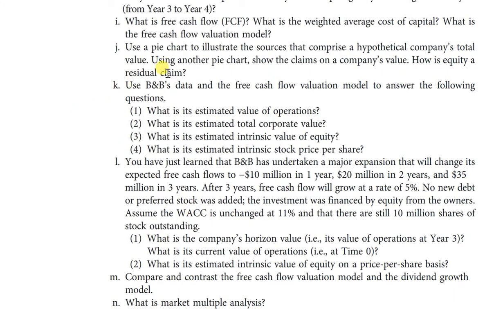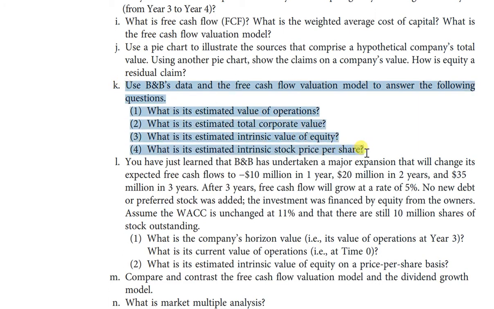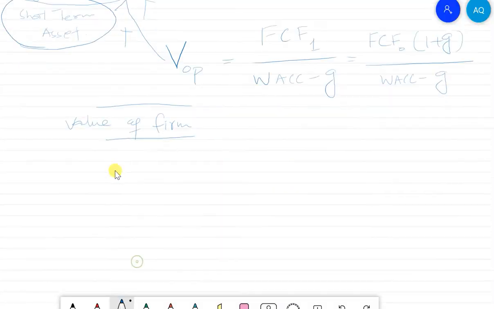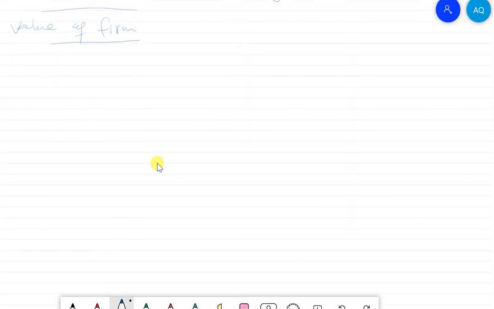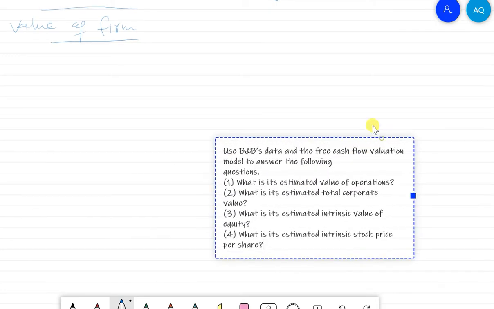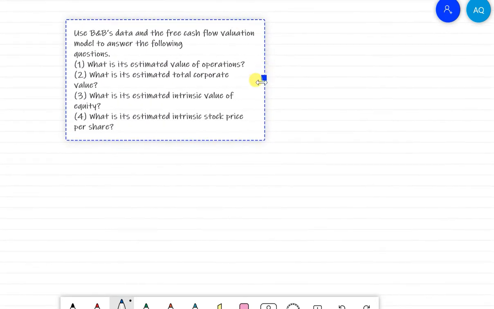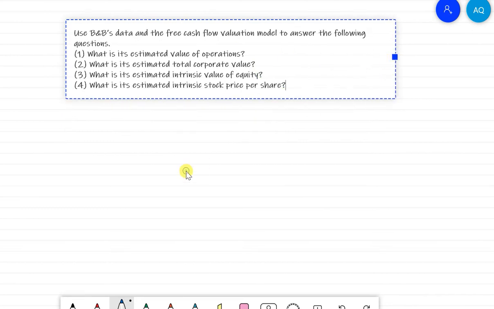J, pie chart, leave it, and K is the next numerical portion. Use B&B data and the free cash flow valuation model to answer the following question. What is the estimated value of operations?